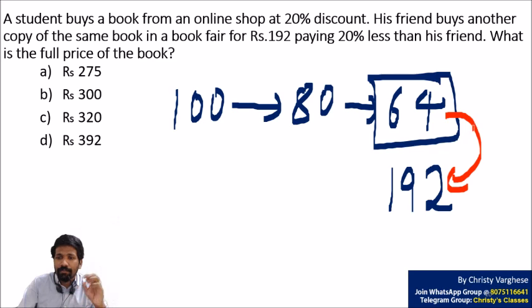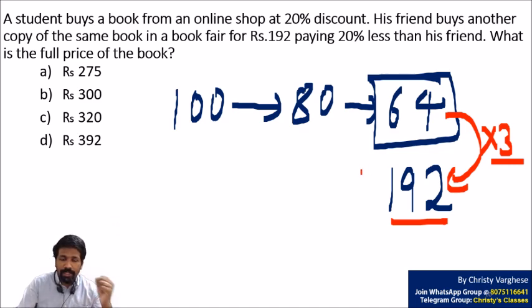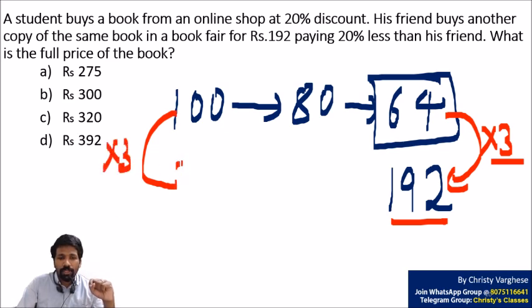Either you can check numbers. 64 into 2 is not 192. 64 into 3 is 192. Or you divide 192 by 64, you will get that proportionality 3. So you understood that it is 3 times. That means our values are 3 times the original value. That means our assumption should have been 3 times the original assumption that we made.